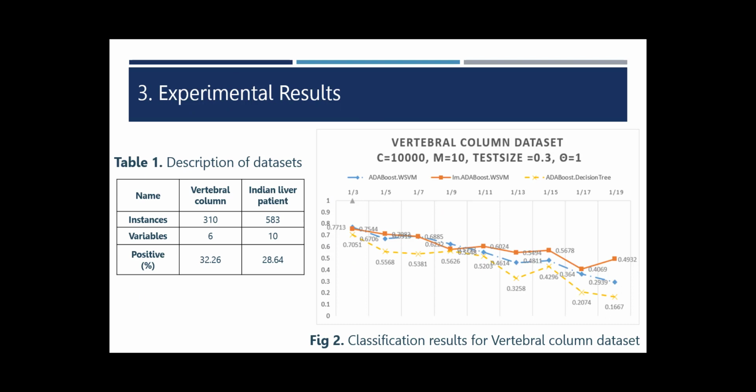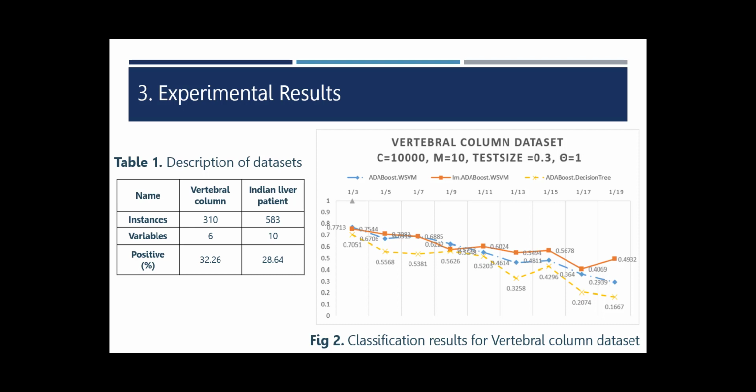Now, I will present experiments to evaluate the performance of our proposed algorithm. We compared the classification results of AdaBoost WSVM with that of AdaBoost WSVM and AdaBoost decision tree on 2 datasets, with different imbalance rates detailed in Table 1. On each dataset, we create new sub-datasets with increasing imbalance ratio from 1/5 to 1/19.